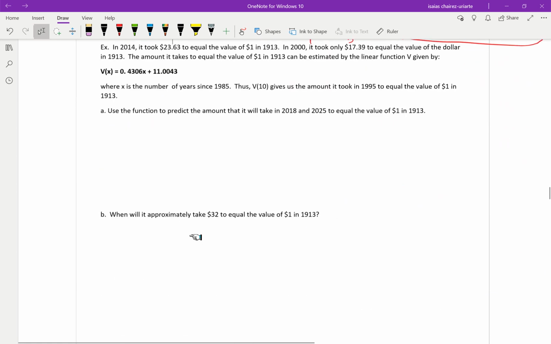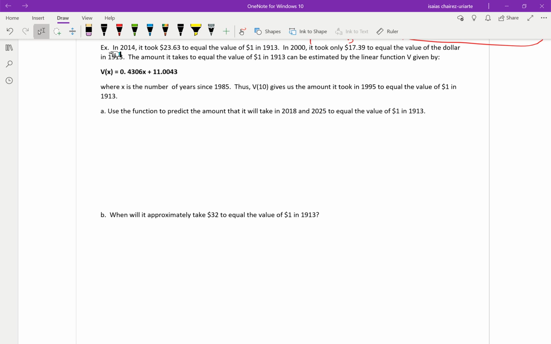All right, so they gave us a little prompt here. They're telling us that in the year 2014, $23.63 was equal in value to $1 in 1913. In the year 2000, $17.39 was equivalent to $1 in 1913. Well, I wish I had many dollars in 1913.